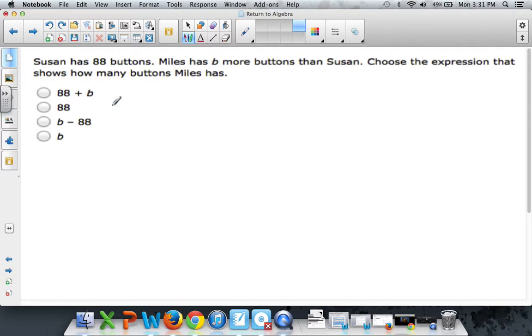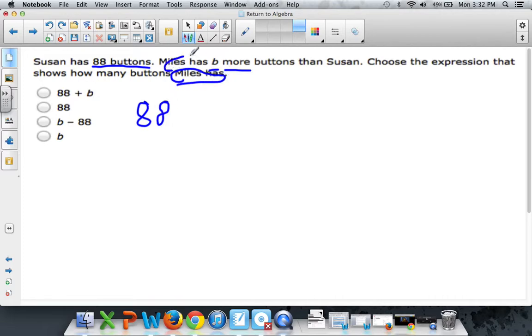How about this? This is a little more difficult because you have to really be able to read and understand what you're reading. Susan has 88 buttons. Thank you for that information. Miles has B more buttons than Susan. I underlined that because it's useful and important information. Choose the expression that shows how many buttons Miles has. Check it out. Susan had 88, right? We underlined that for a reason. And we want to know how much Miles has.